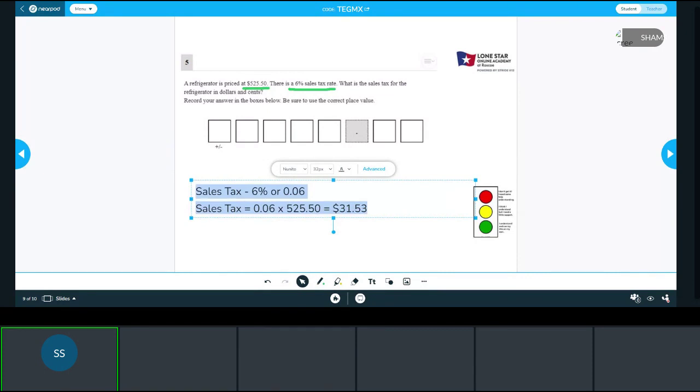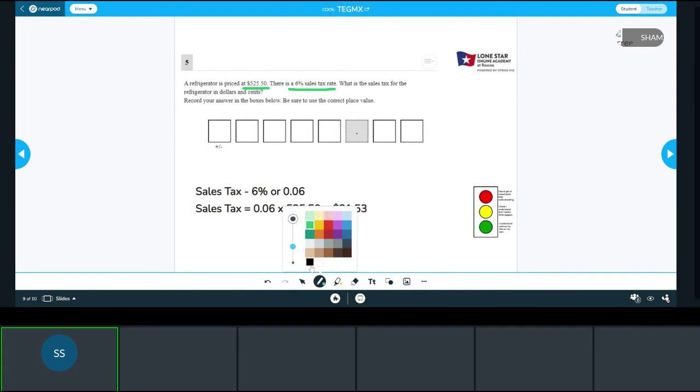I got $31.53. How do I put in the answer in this one? No dollar sign can go in. They just need digits, numbers. So this is how you can enter in the answer, 31.53.